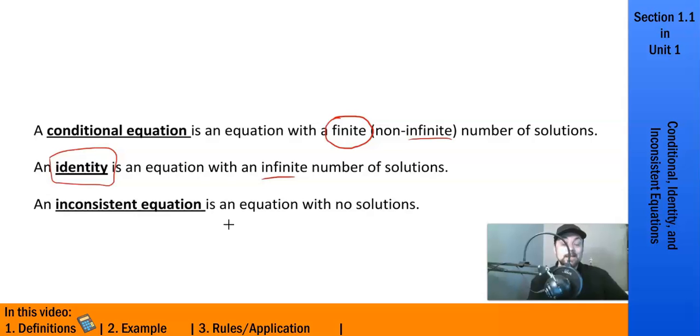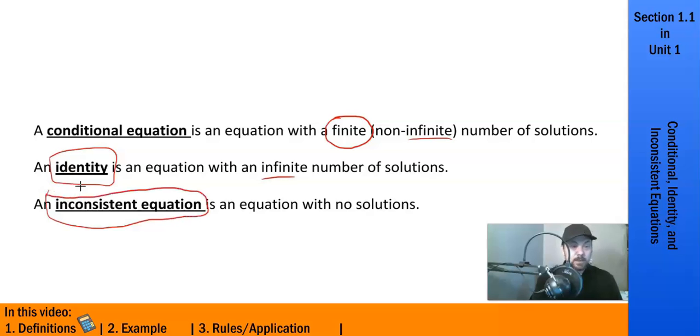The other possibility is that you get an equation that has no solution, that is impossible to make true. No matter what number you choose for x, the left-hand side will never match the right-hand side. It'll never be a true statement. And those are called inconsistent equations. We haven't seen an example of that yet either, but we will. All right, so inconsistent is the other case.